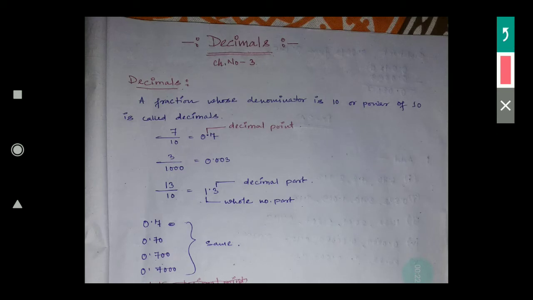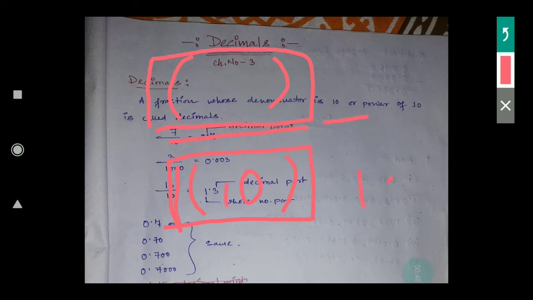Decimals is a fraction. Fraction means it has a numerator and a denominator. Some number will be in the numerator and some will be in the denominator. So in decimals, what number will be in the numerator is not specified, but what will be in the denominator is specified: the denominator will be 10 or a power of 10.